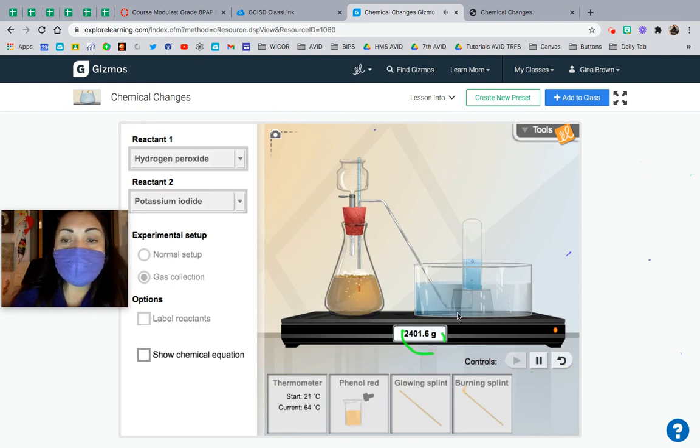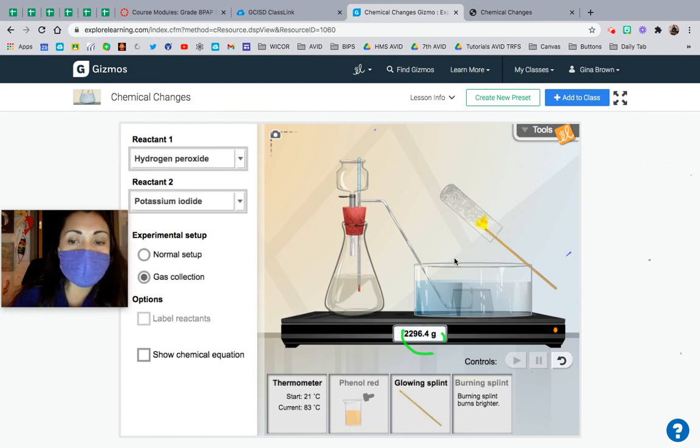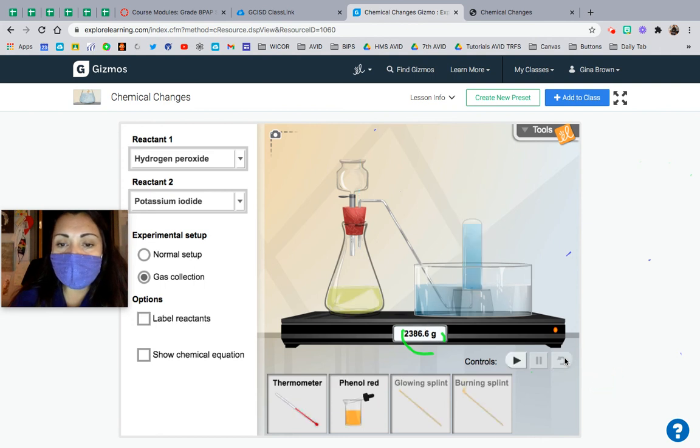Set it up again. Burning splint burns brighter. So it ignites, the flame's bigger, there's more ash and soot on it. Temperature's still the same. Oh, I didn't even notice if the mass changed, y'all.